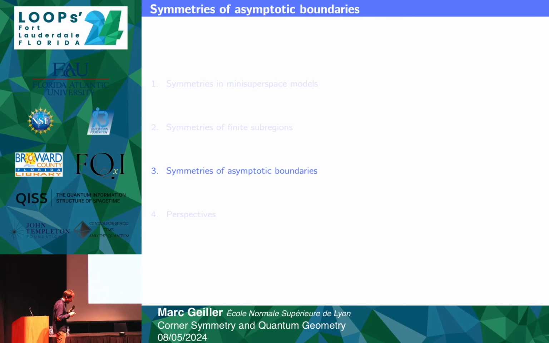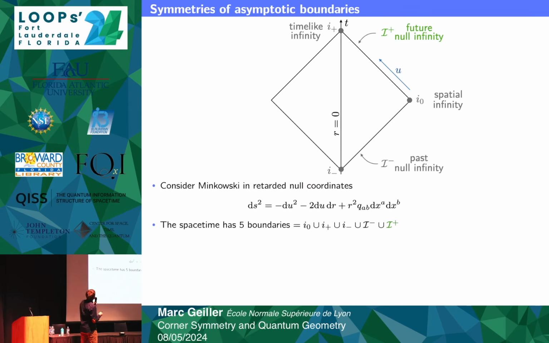So I move to this. Okay, so now I want to describe symmetries of asymptotic boundaries, and especially asymptotic boundaries of asymptotically flat spacetimes, so future null infinity. For this, I take this diagram of Minkowski space in retarded null coordinates.